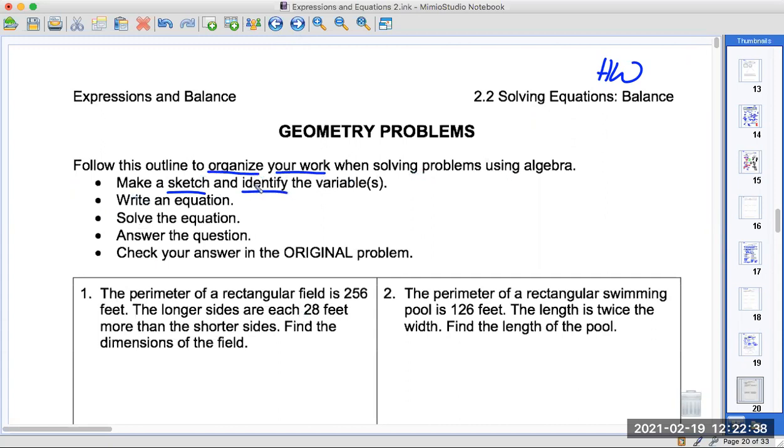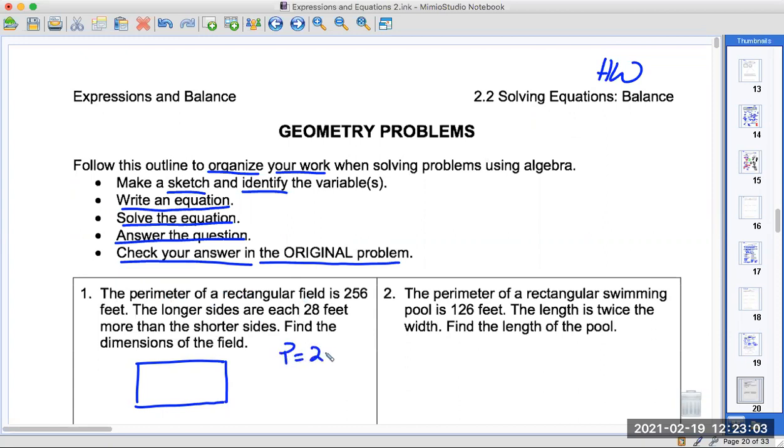Make a sketch of the shape, write an equation, solve the equation, answer the question, check your answer in the original problem. So you got 5 things for each problem. Rectangular field, what's my sketch? A rectangle. Label the parts. The perimeter is 256. The longer sides are 28 feet more than the shorter side. Call the shorter side X and the longer side 28 more than that.